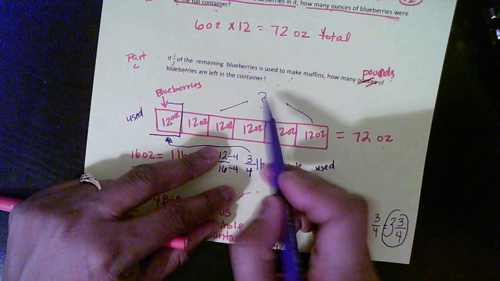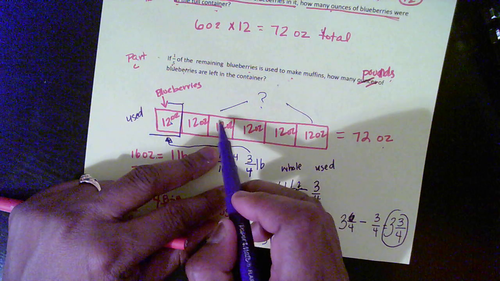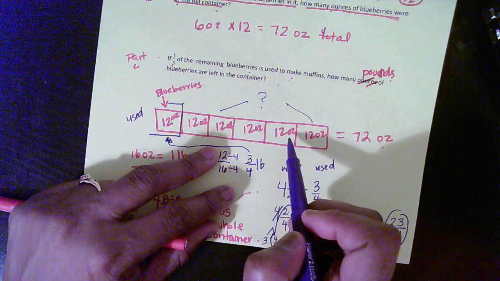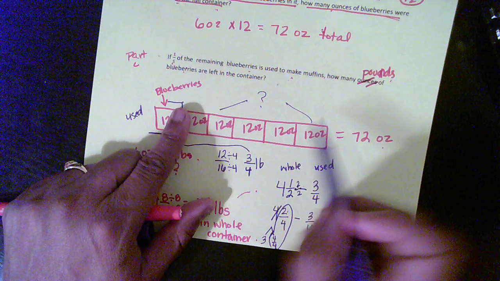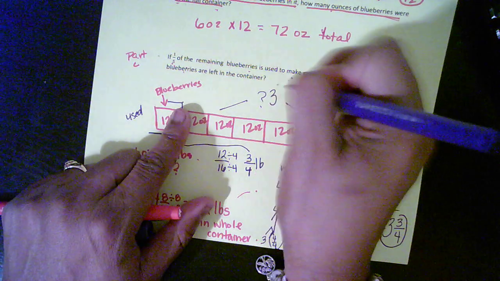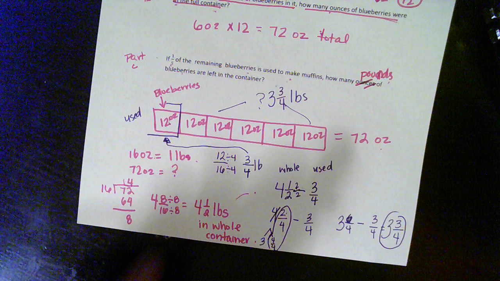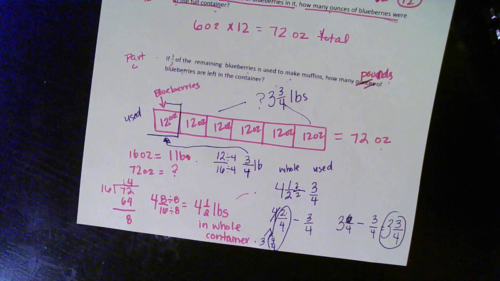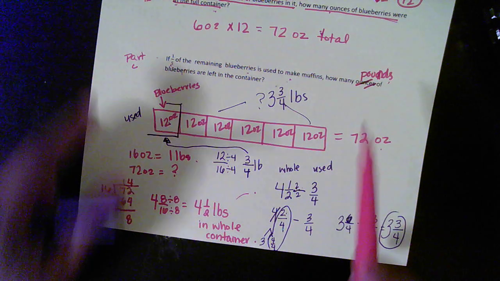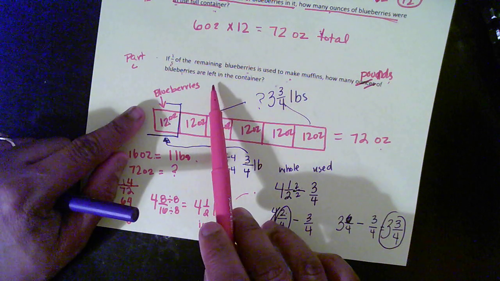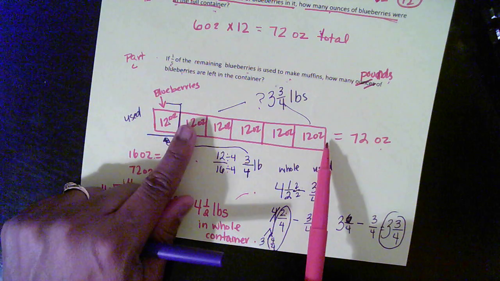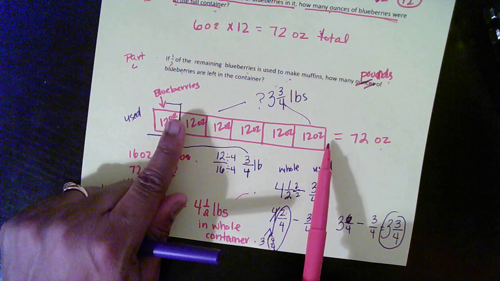So now I know how much this piece for the muffins is. This is 3 3/4 pounds. Okay, am I done yet? No. Do you see how many steps I had to take in order to solve this one problem? Okay, I'm not done because now it's asking how much is left. This is just how much this piece is.